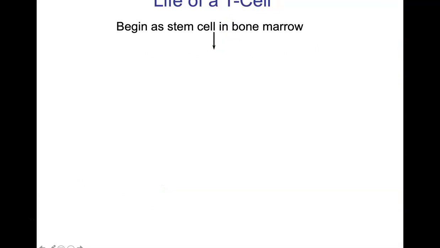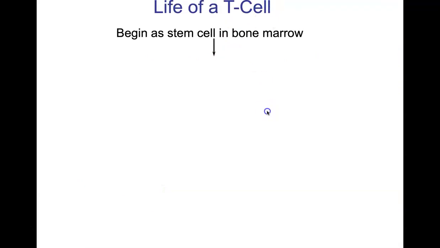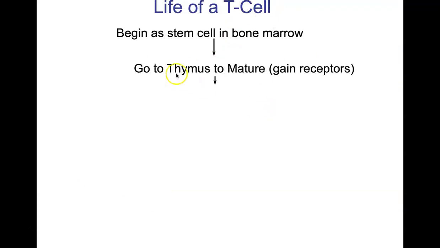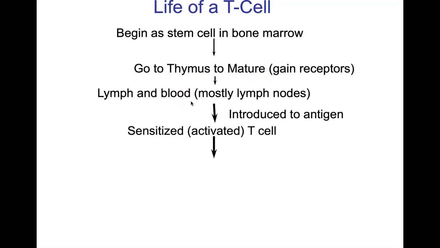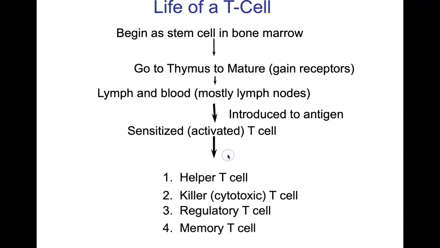Okay. So like our B cells, the T cells begin as a stem cell in the bone marrow. They go to the thymus to mature where they gain receptors. Then they hang out in the lymph and the blood. When they're introduced to an antigen, they become sensitized or activated. And then they can become helper T cells, killer T cells, regulatory T cells, or memory T cells.